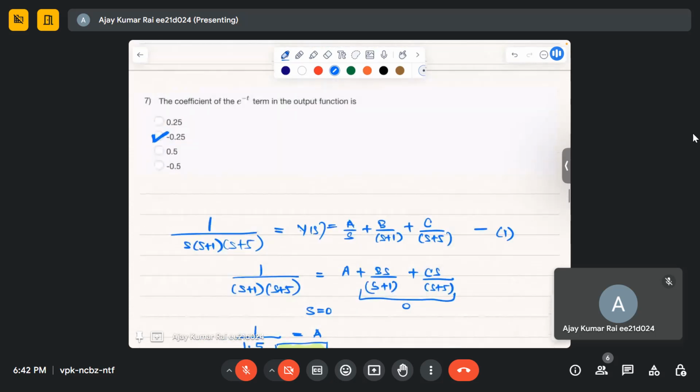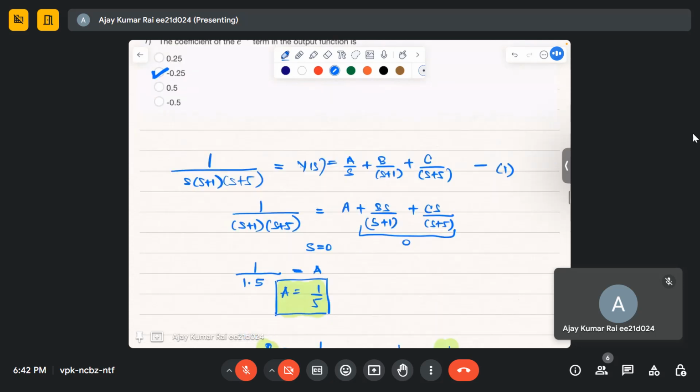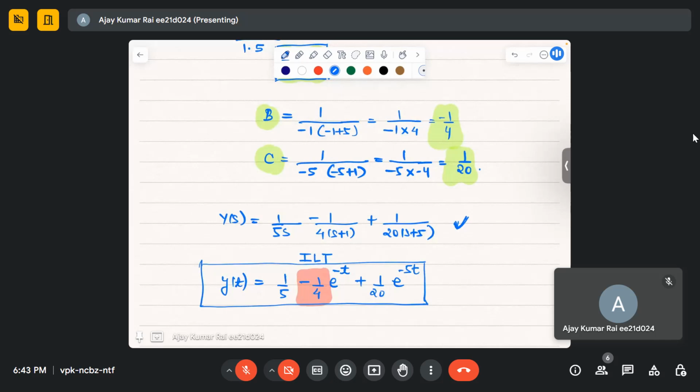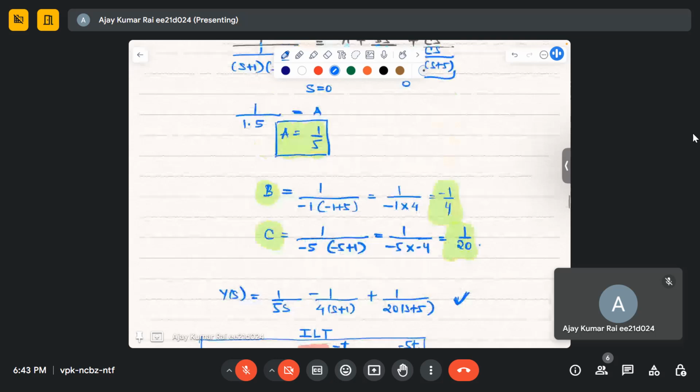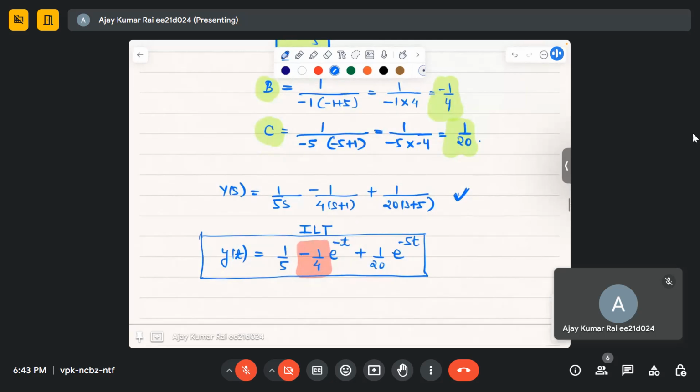Let me repeat what I had done. In this, we have to find the coefficient of e raised to power minus t. To find the coefficient, what do we have to do? We have to solve this. Once we get the solution in the Laplace domain, we have to get the inverse Laplace transform. So we got A, B, C. This was the solution we got in the Laplace domain. Then simply we have to find the inverse Laplace transform. It was very simple. Any doubt in this question? I hope there is no doubt in this very simple question.